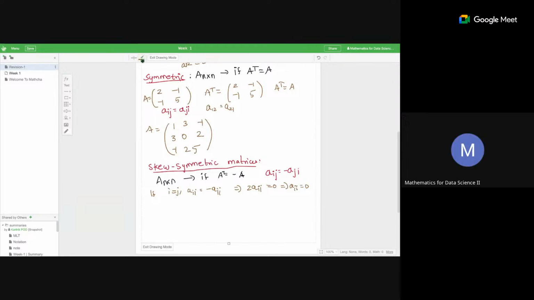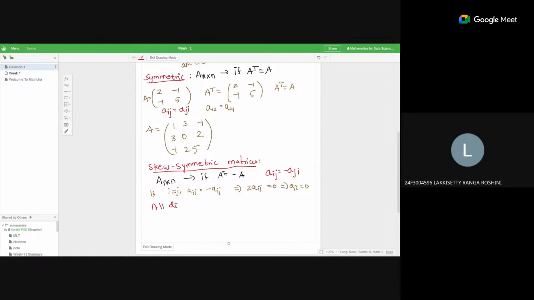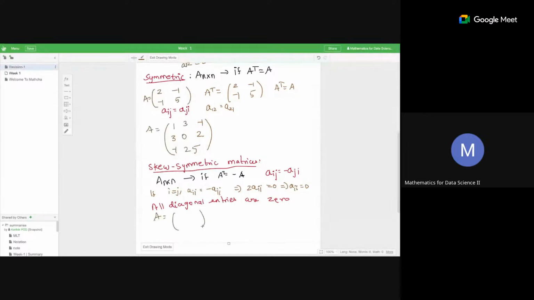So for a skew-symmetric matrix, what is the other important property you see? All diagonal entries are 0. Okay, all diagonal entries are 0. So, of course, this is the definition. From this definition, we have arrived that all diagonal entries are 0. So now let us look at some examples. First of all, let us take a 2 by 2 matrix. What should be the diagonal entries if it is skew-symmetric?